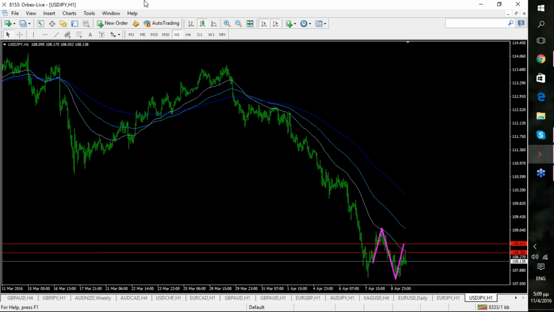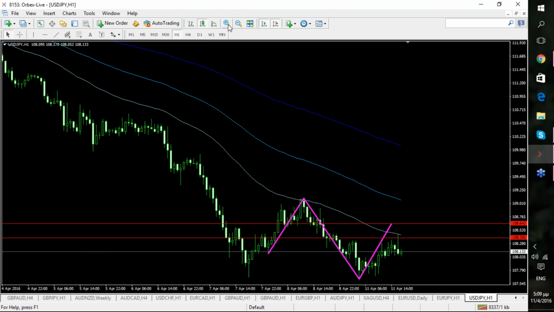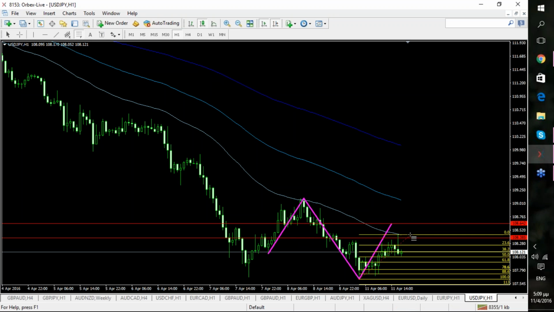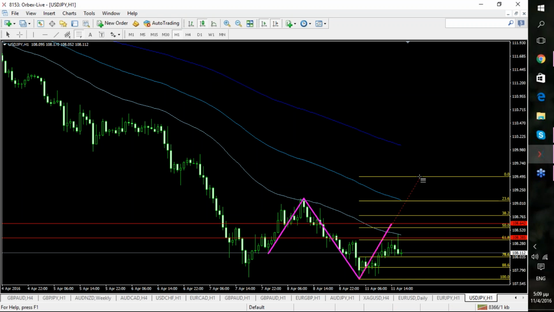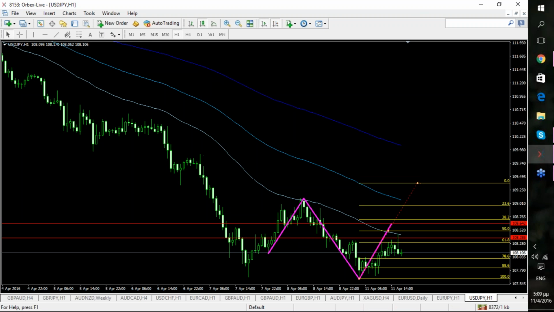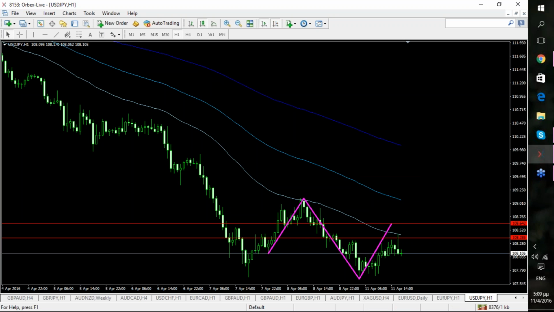Okay, and here if I zoom in a little bit, the target for that downward move for the very short term could easily be 50% of that move here. From here to this angle, this area here. So that is not very much, of course, but we're looking at it to go further down.